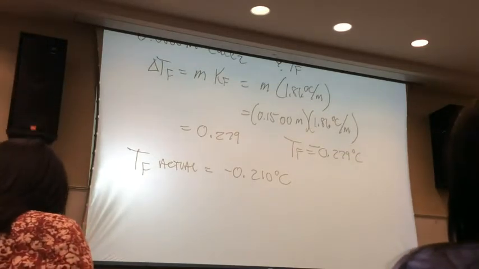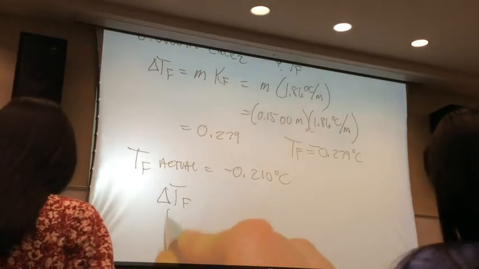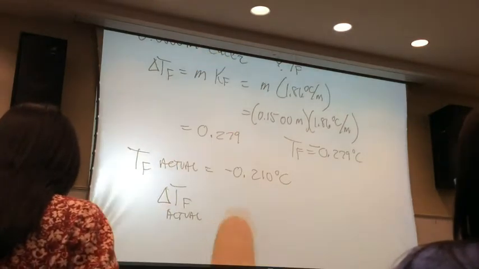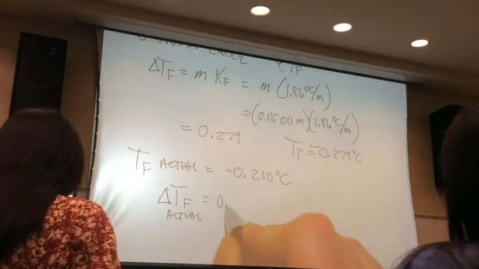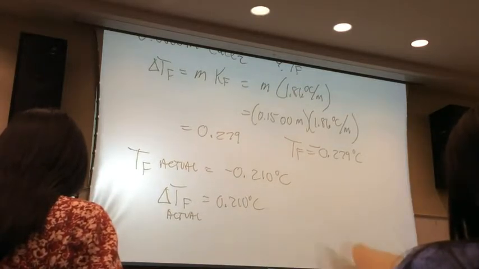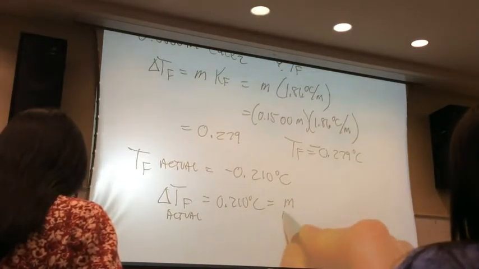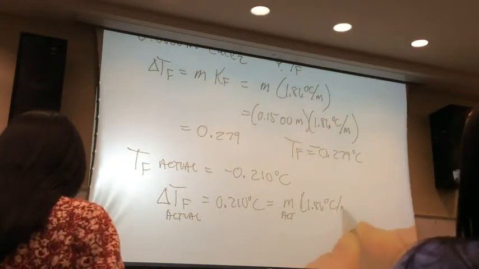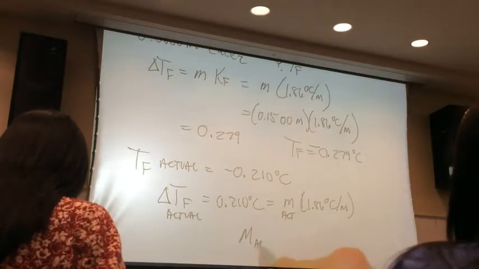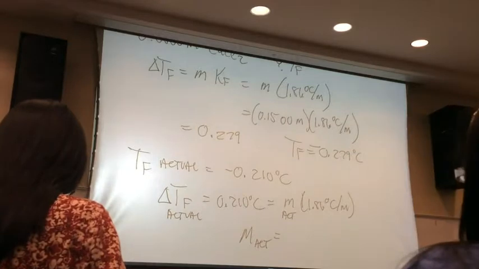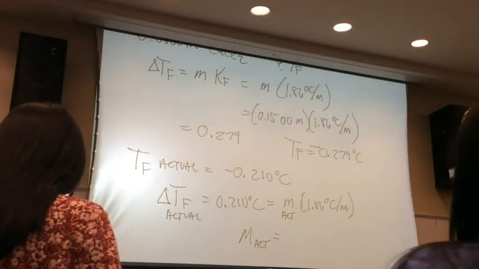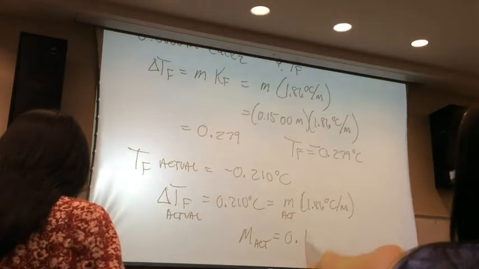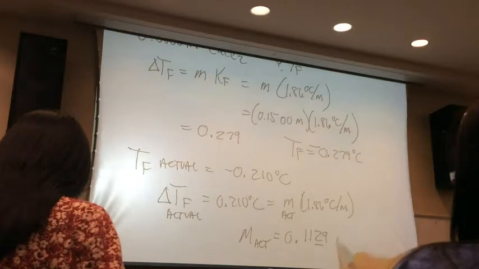All right? So given that, my delta T freezing, the actual value for this, not the theoretical one that we would predict if it's completely dissociated, but the actual value for this is going to be 0.210, right? And that value is going to be equal to the actual molality in solution times 1.86 degrees Celsius per molal, right? So the actual molality is going to be your 0.21 divided by 1.86. So the actual molality of particles in solution is 0.1129 molal.